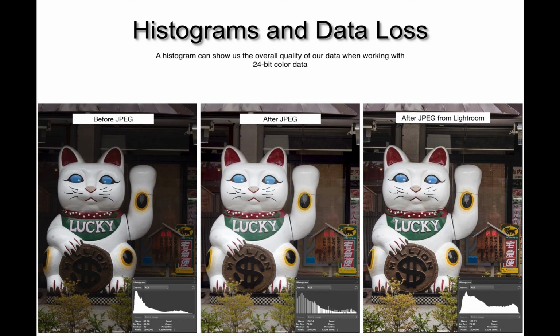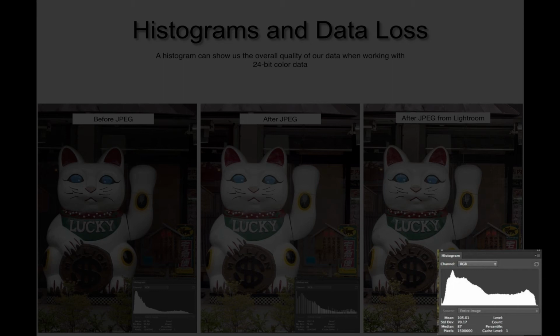Now here's something that's rather interesting. Rather than edit the image in Photoshop, I took the JPEG into Lightroom. I actually think that the Lightroom edit looks a little bit better than the Photoshop edit. But what's really interesting is that you can see the resulting histogram from that image in Lightroom is very clean. There is no evidence of data loss.